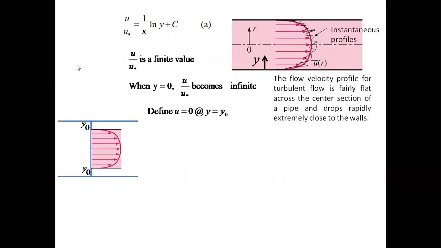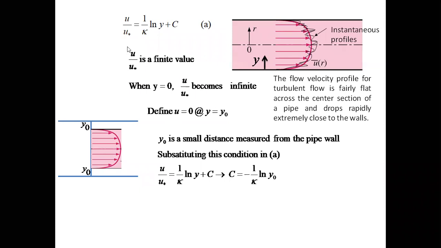Right. Then we can use the no slip boundary condition. At y equals y naught, u equals 0. Then this value of constant we will get is minus 1 over k ln y naught. If you have any unclear thing, please refer to the printed lecture note uploaded. All these steps are there.